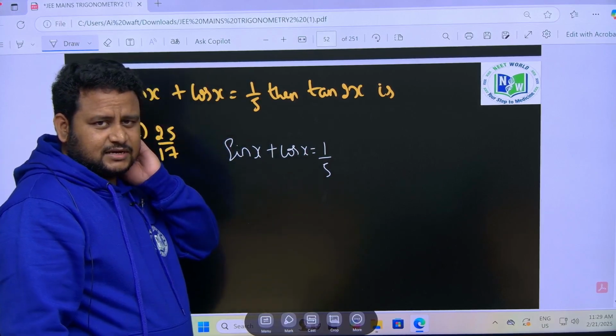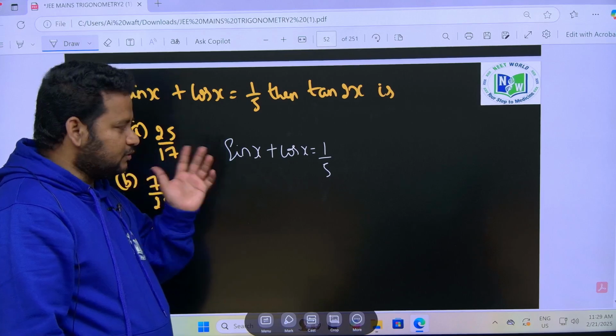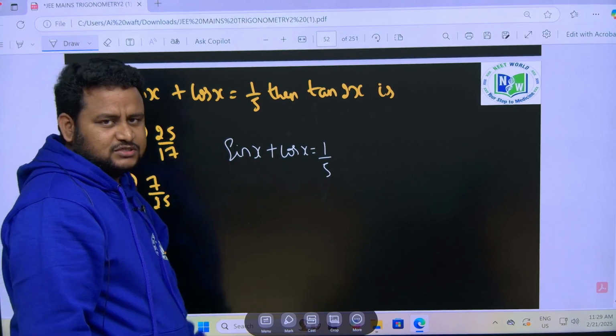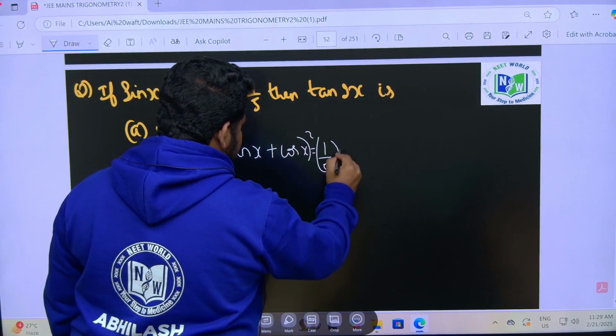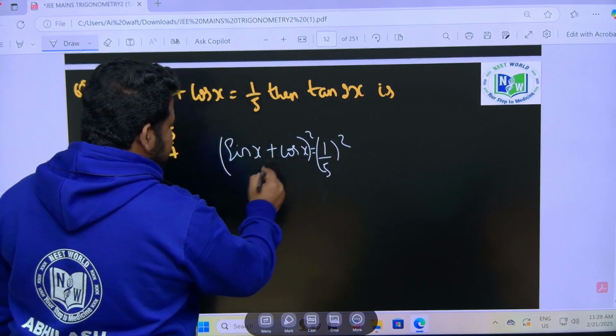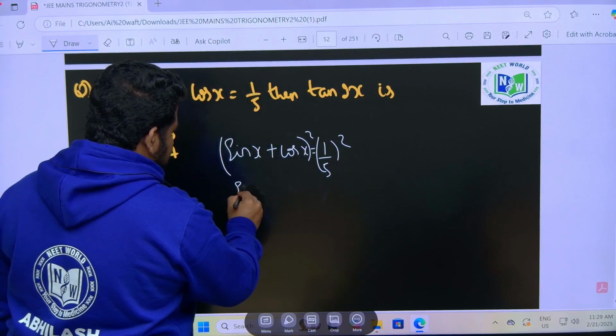But I know that sin square x plus cos square x is equal to 1. But to get that, what should I do? I should square on both sides. If I square on both sides, what will I get? I will get sin square x plus cos square x is what? 1.